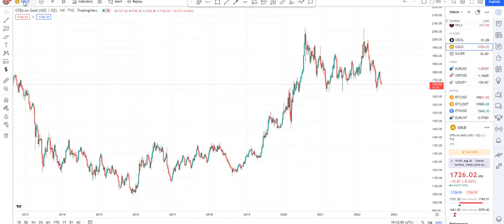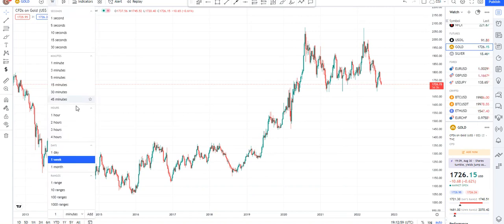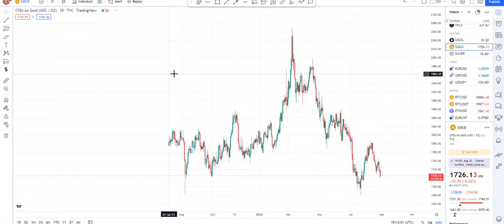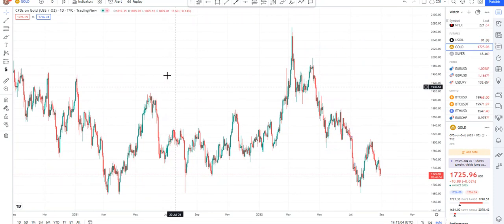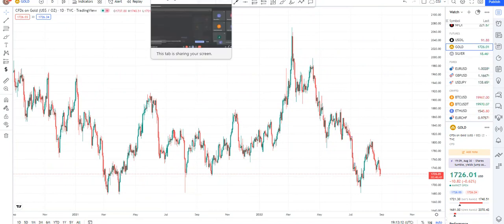All right. So when you go down to the daily chart, what you usually see is that the trend on the daily chart is different from the trend on the weekly chart and the monthly chart.